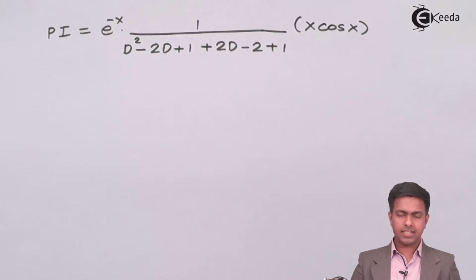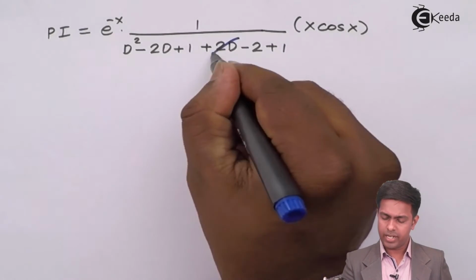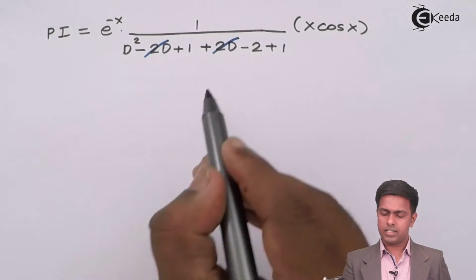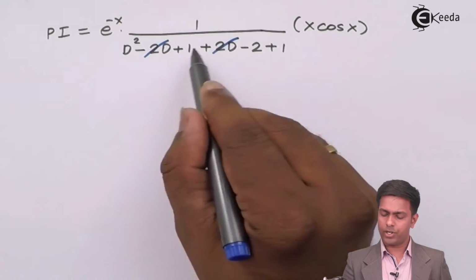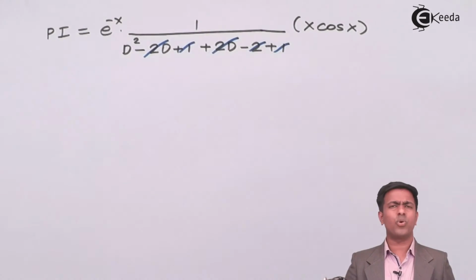Now let's cancel the opposite terms. So 2d and minus 2d will be cancelled. This minus 2 and this 1 and 1 2, it will be cancelled. So we'll get only d square.